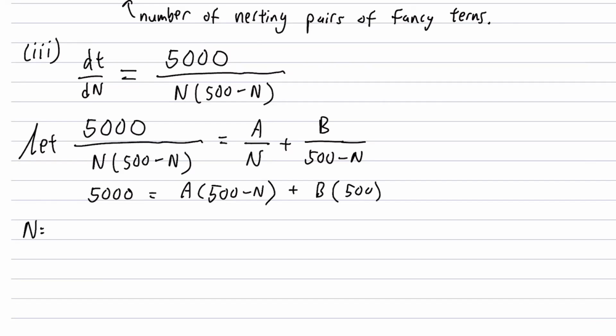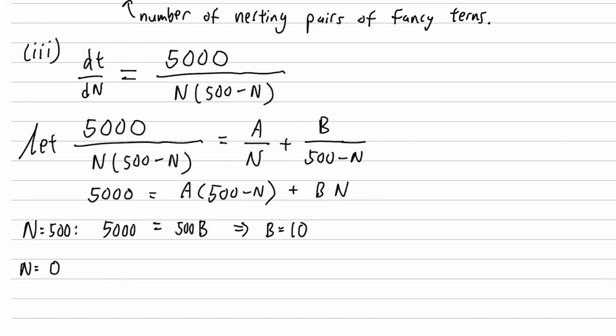Then I can say sub n equals to 500. What do I get? 5,000 remains equals to 500 minus 500. You're left with 0. 0 times a is 0, so I ignore it. I'm left with b times 500, 500b, which implies that b is equal to 10. If I sub in n equals to, let's say, did I do it wrongly? Oh, this should be an n, huh? Correct? Okay, sorry about that.